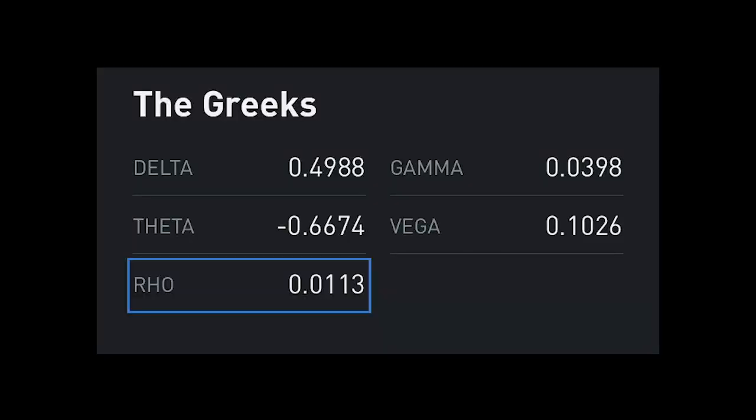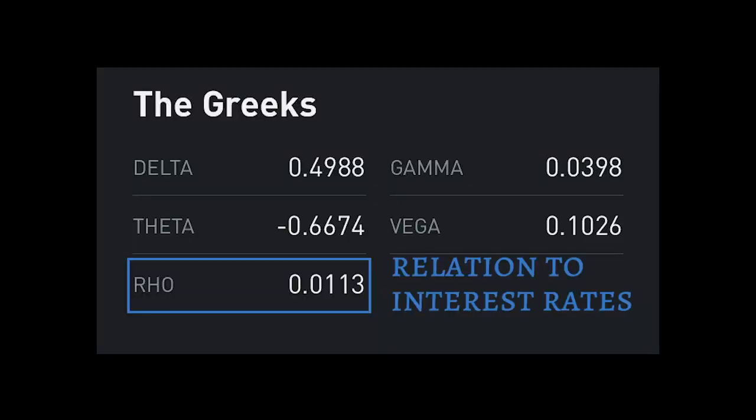There are other Greek values, but these are the main ones you should be aware of, in my opinion. I hope I was able to answer your basic questions about option Greeks.